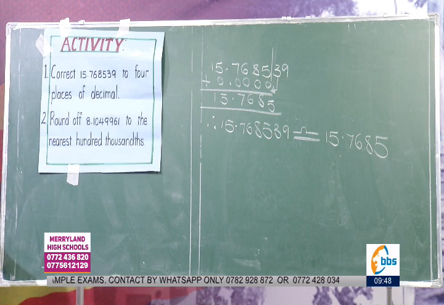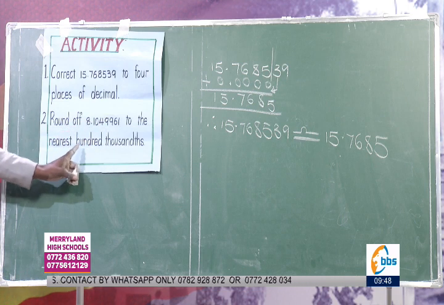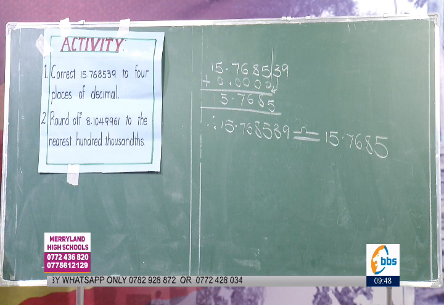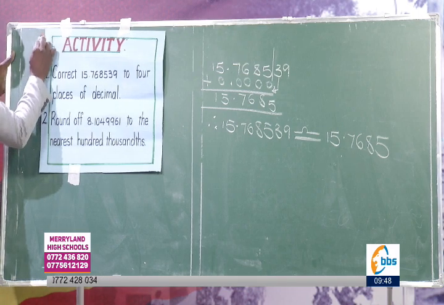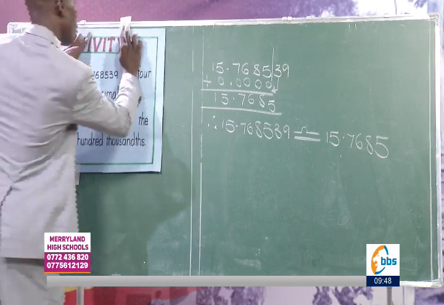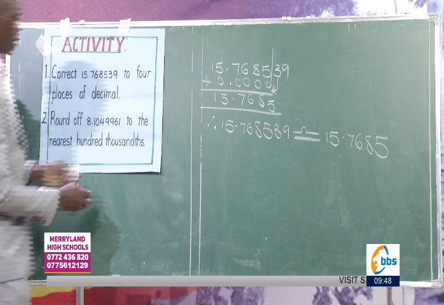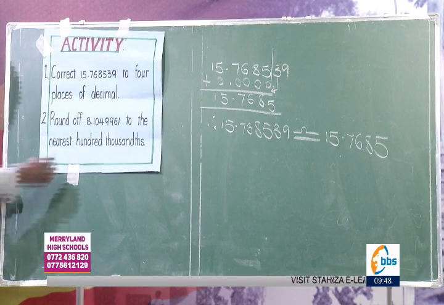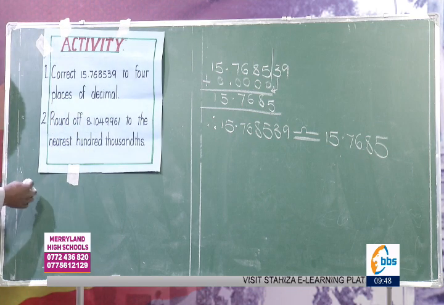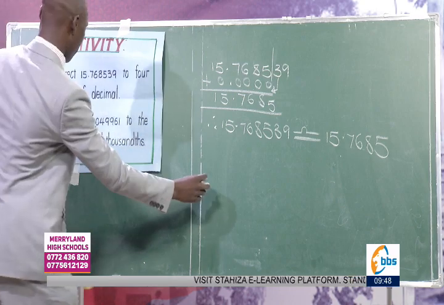Then lastly, round off this one to the nearest 100,000ths. That is an example of what we have just done. Last, I had created it as an activity. You can create more and more questions and work them out by yourself. I don't want anything to be left behind, because next time we shall start off with something clear.